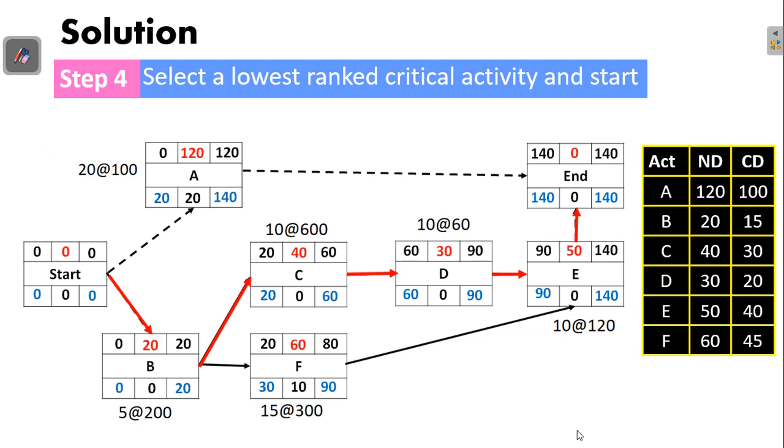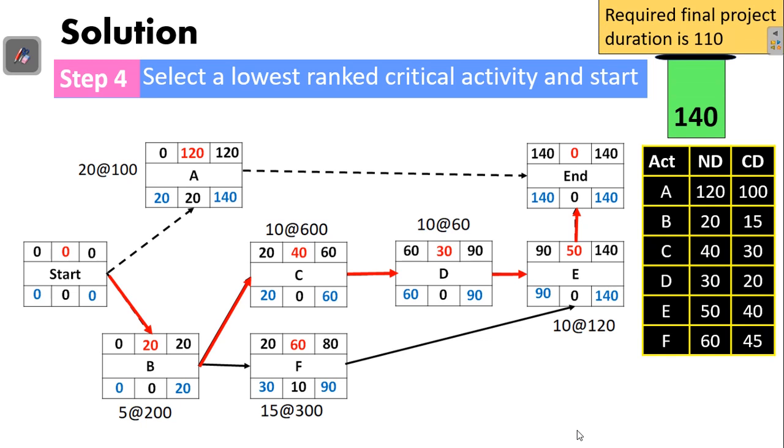So let's now perform the crash process. We are required to crash our current project duration, which is 140, to 110. To do that, we start crashing the critical activities with the smallest ranking, or the smallest cost slope. Activity D has the smallest cost slope, and its maximum number of crashing days is 10. Remember, we need to reach 110 and we have 140, so we can take all 10 and reduce this number here.